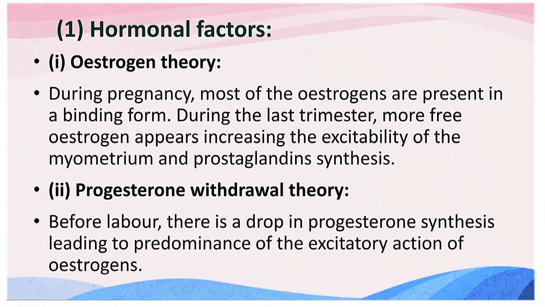The first hormonal factor is estrogen theory. During pregnancy, most of the estrogen is present in the binding form. During the last trimester, more free estrogen appears, increasing the excitability of the myometrium and prostaglandin synthesis. The second one is progesterone withdrawal theory. Before labor, there is a drop in progesterone synthesis leading to predominance of the excitatory action of estrogen.